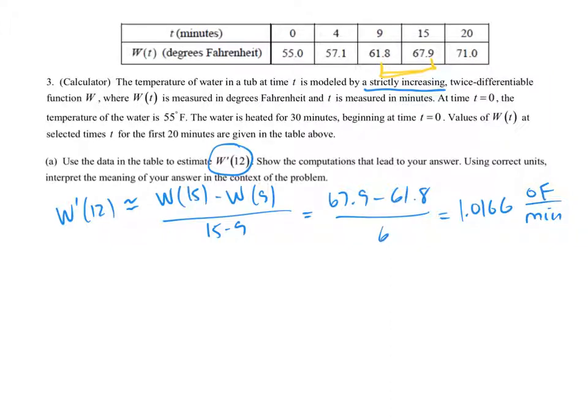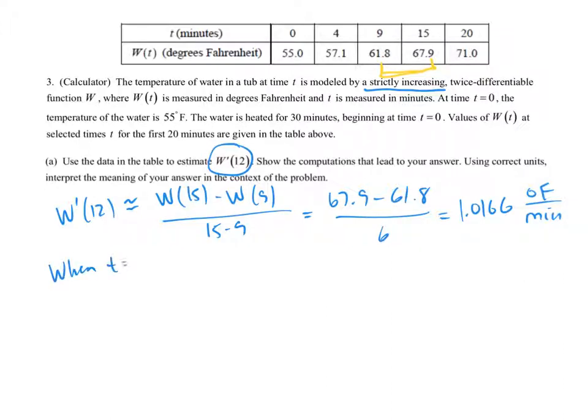Now I'm going to answer the second part of this question using correct units, interpret the meaning of this answer in the context of the problem. So remember that a derivative measures the rate of change of a quantity. And so because the derivative of W at 12 was positive, that tells me that W was increasing at time t equals 12. And so that's going to be what my response is centered around.